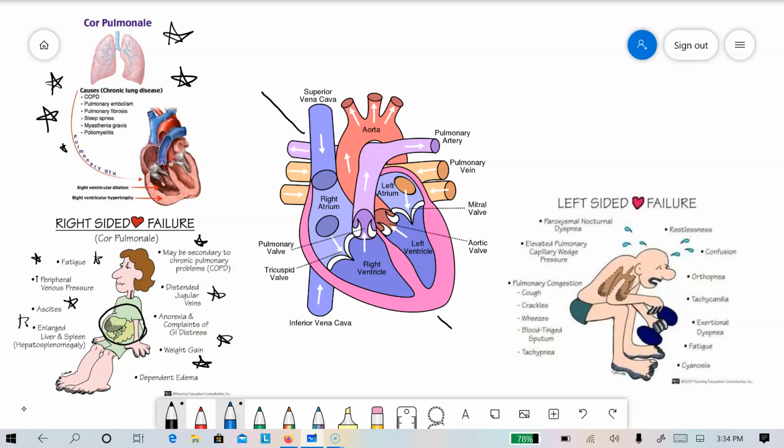So that gives you the signs and symptoms and some of the background to what causes the two different types of heart failure, and hopefully that clears it up for you a little bit better.